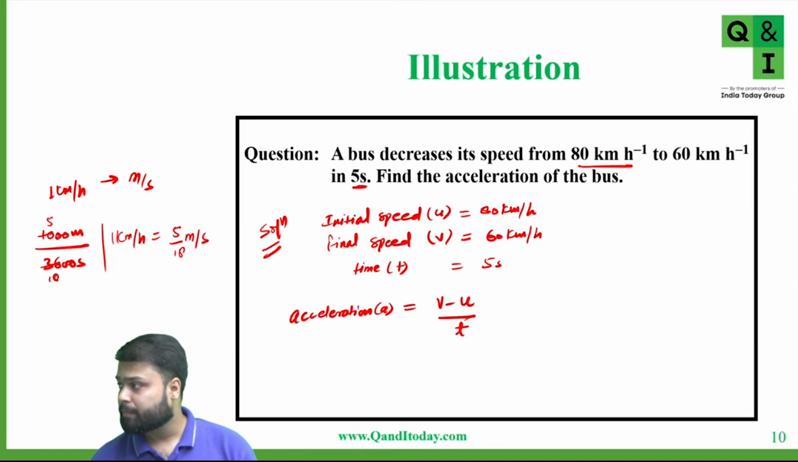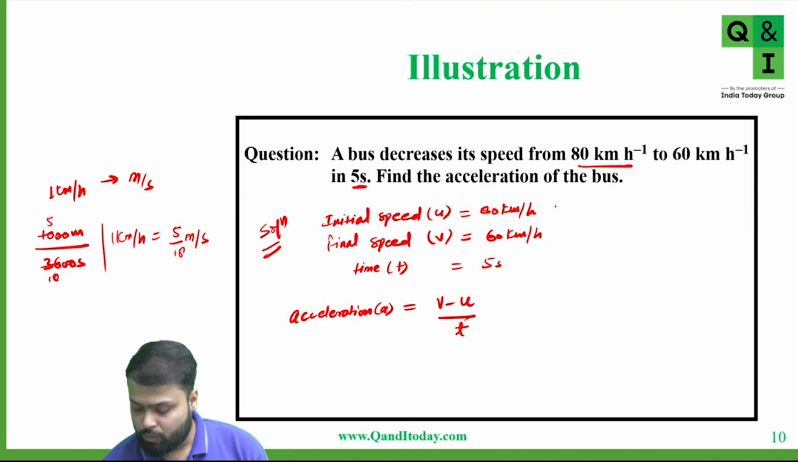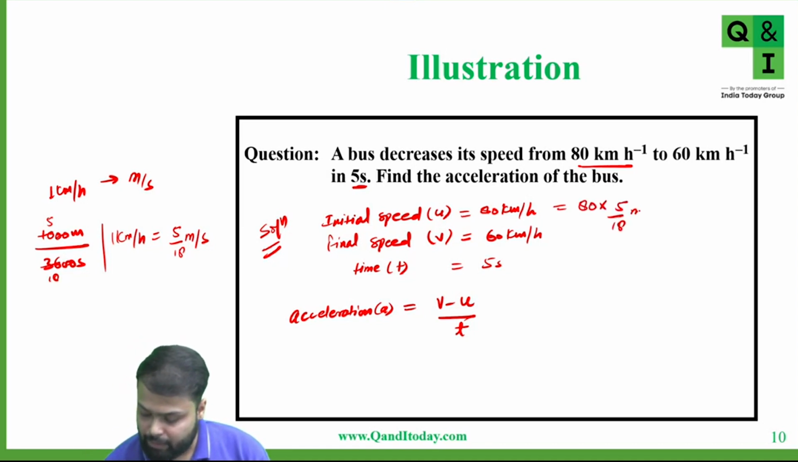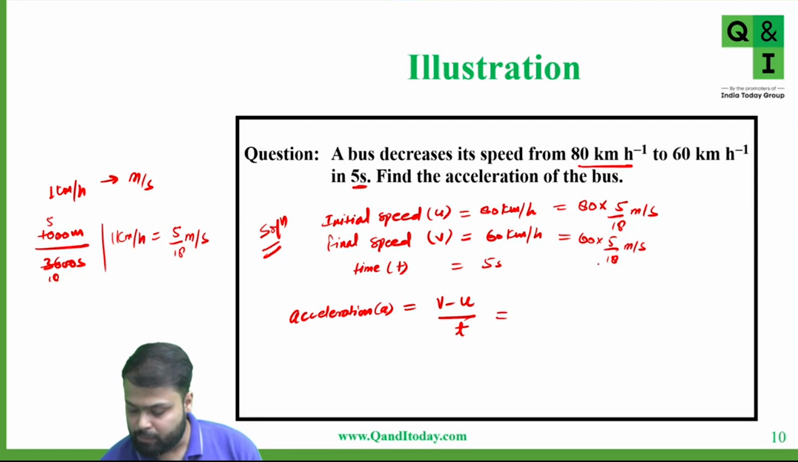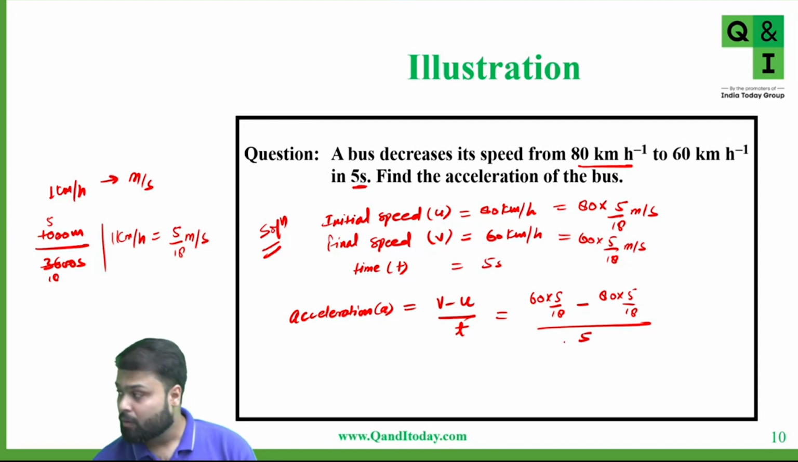Any doubt? Okay. So we can write here that 80 into 5 by 18 meter per second. Similarly, we can write here 60 into 5 by 18 meter per second. Now given final speed is 60 into 5 by 18 minus initial 80 into 5 by 18 upon time, given is 5 seconds.